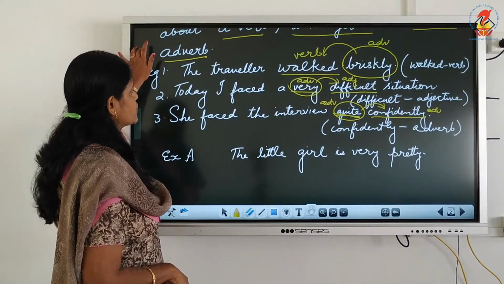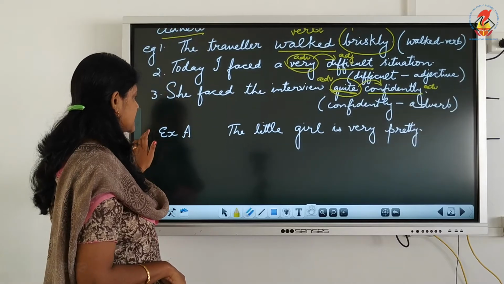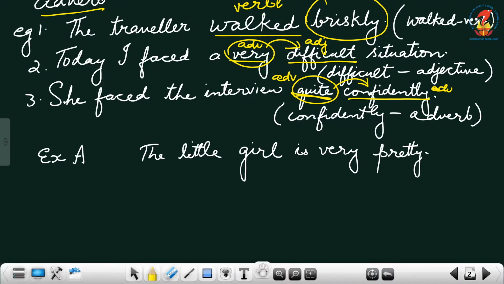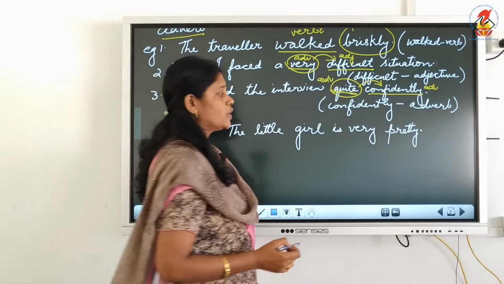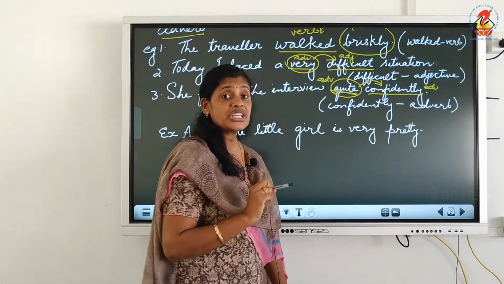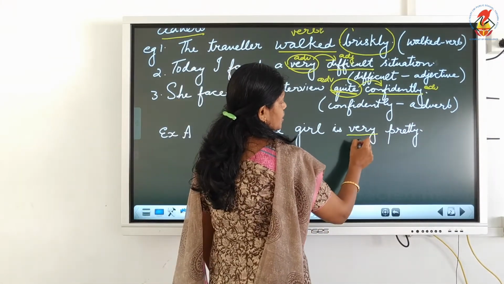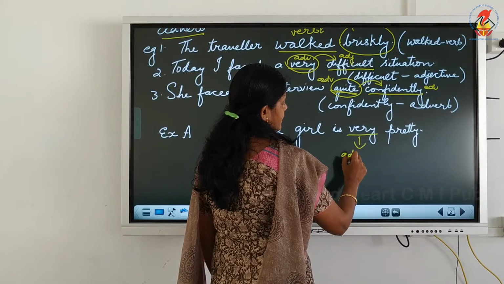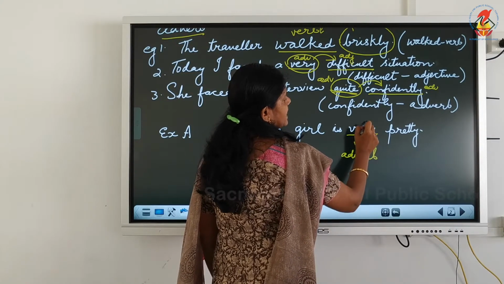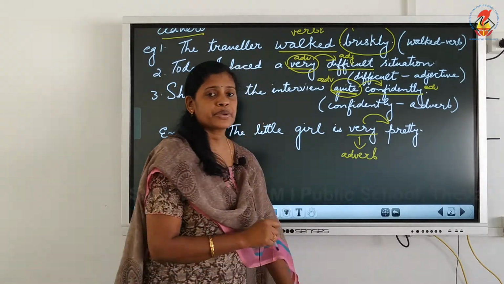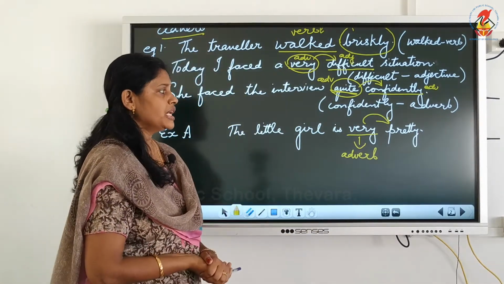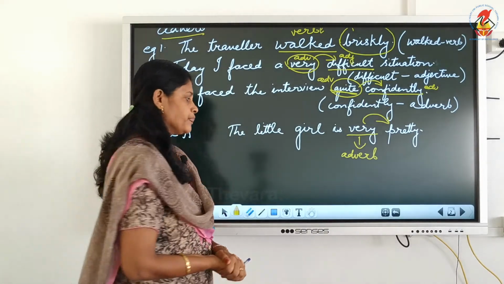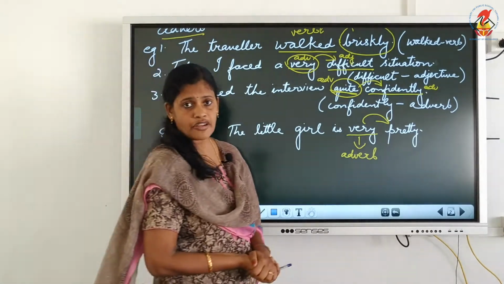Now, in your textbook, the first exercise, the first example is given as, the little girl was very pretty. Now, can you tell me children, which is the adverb here? The word pretty is given. How pretty she was? She was very pretty. So this word is the adverb. It is adding meaning to this word pretty. The word pretty is an adjective. Okay. Now let's see some more examples of adverbs.